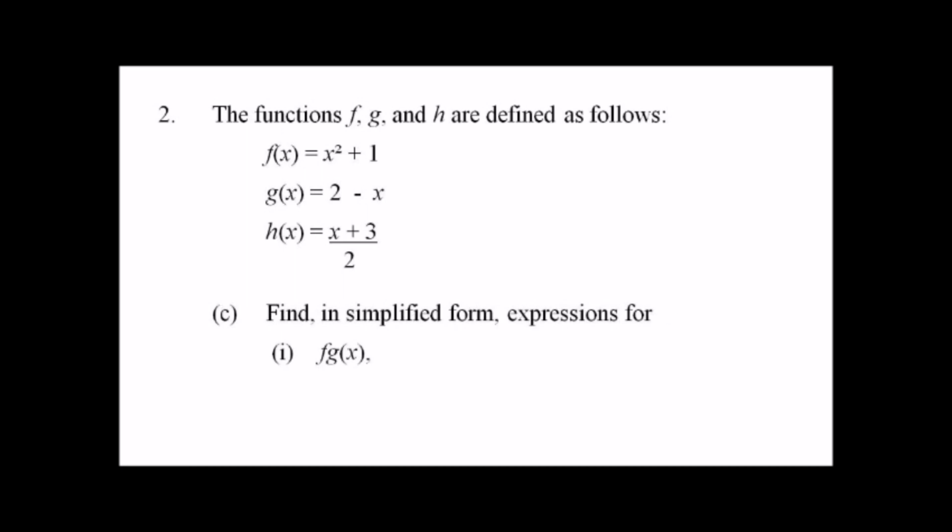And we move along to 2c, dealing with the same three functions. Find in simplified form expressions for, and the first part, fg of x. Again, a composite function. So you write an expression for g of x, and then you put that expression into f of x, and you simplify it and write the final answer as an expression. A lot of algebra. Two workings. So do g of x first, write the expression for that, and then put that into f of x and get an answer.